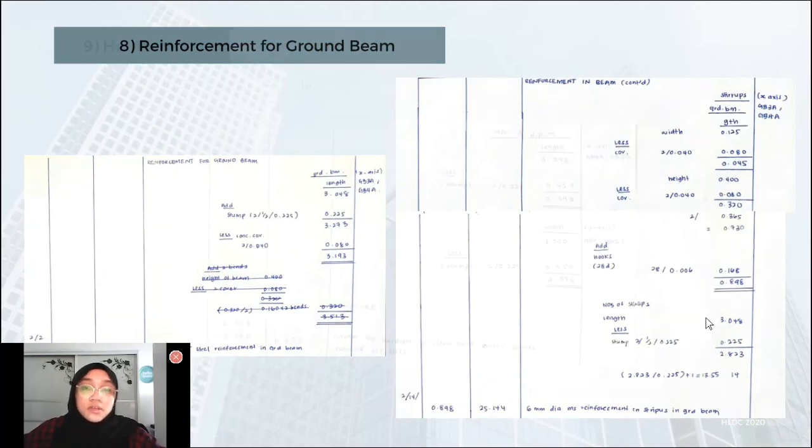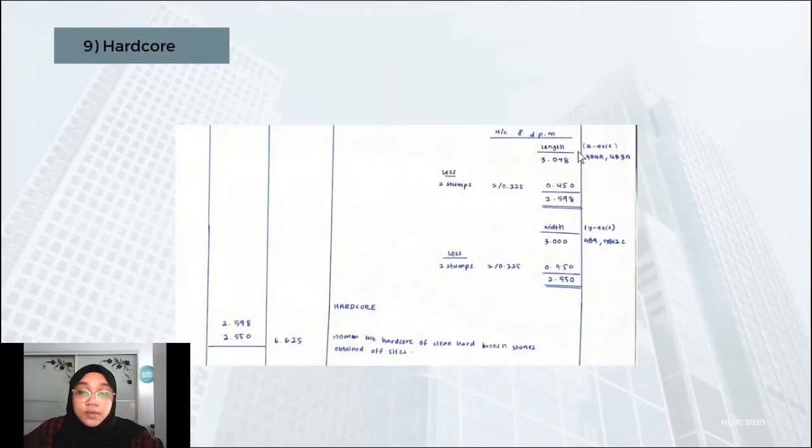So for the next one is hardcore. For the hardcore, we take the length of the beam, and then we have to minus 2 stumps because left and right side stump, and then we got this one. So for the width, we use the y-axis beam, and then we have to also minus 2 stumps because left and right side, and then we got this one. So with this amount, to find the hardcore, we have to times the length and width, and we got this 61625, and for this one we use the 100 mm thick hardcore of clean hard broken stones obtained off site.